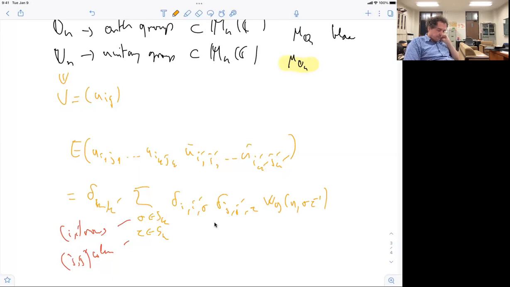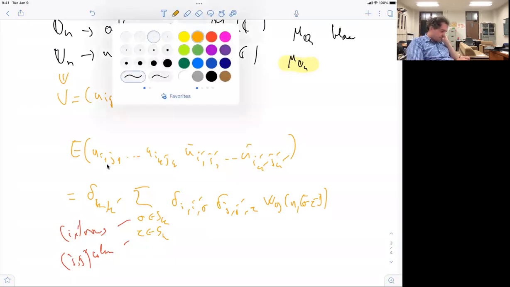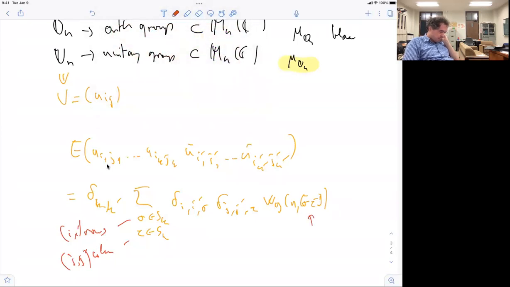I'm just going to mention, though, that due to the fact that the U's commute, this only depends on the conjugacy class of the permutation.